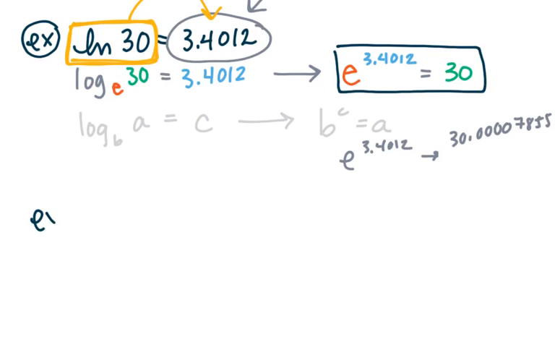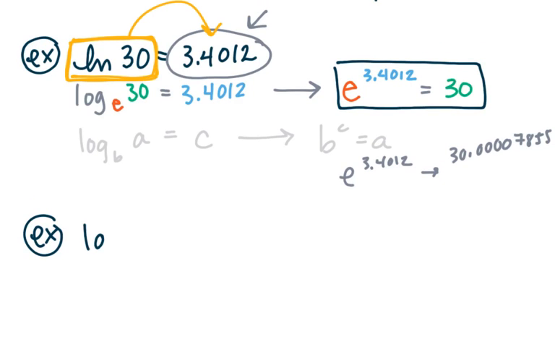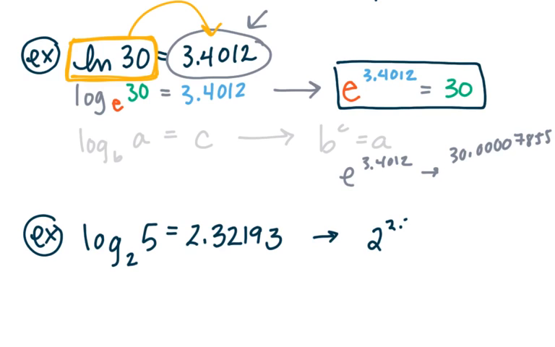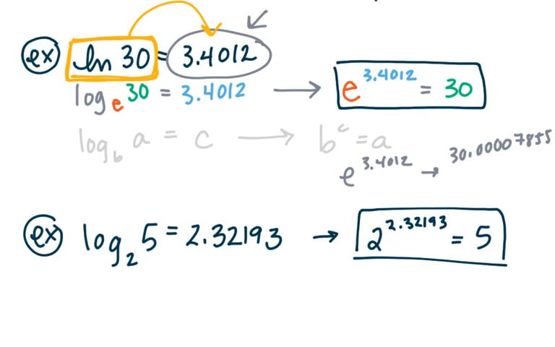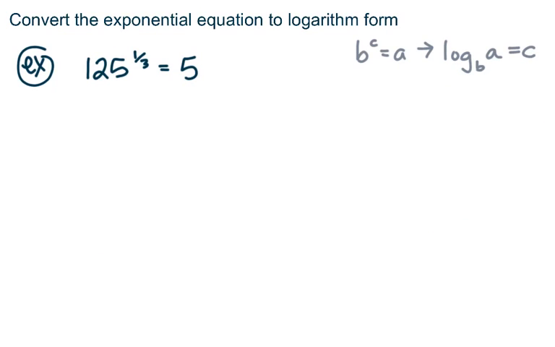Let's do this example. So log base 2 of 5 equals 2.32193. Okay? So if I wanted to convert this, this would turn into 2 to the 2.32193 equals 5. So we are going to convert the exponential equation to logarithm form.